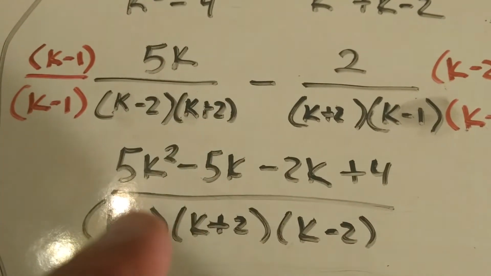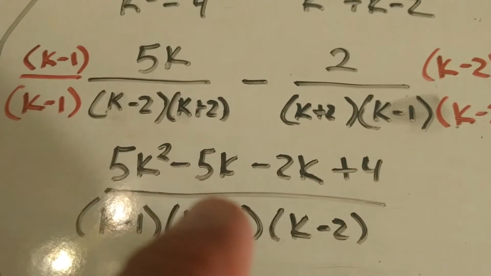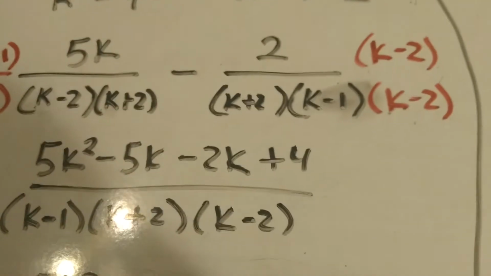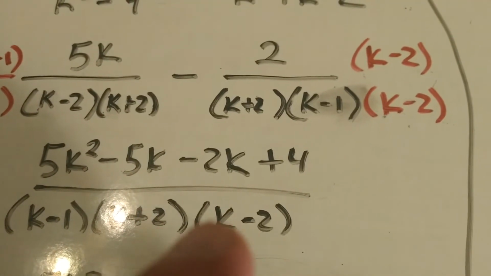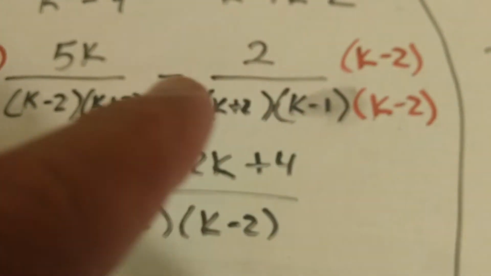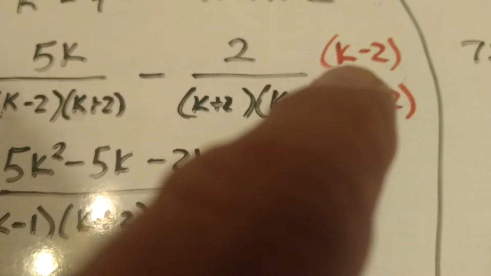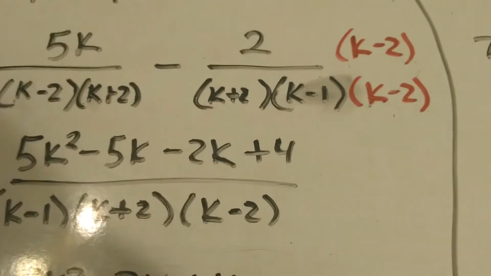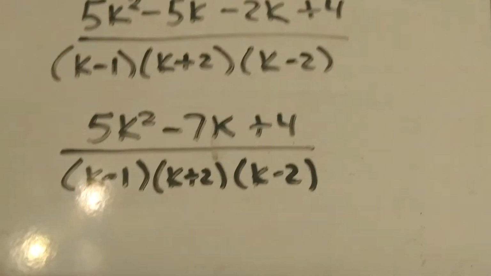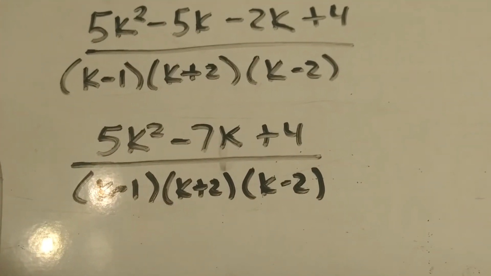K times 5k is 5k squared, minus 1 is minus 5k. Over here, if we want k minus 1 times k plus 2 times k minus 2, we're going to multiply by k minus 2. So this becomes minus 2, which gives us minus 2k. This becomes a minus 2 times a minus 2, which is plus 4. Combine like terms, and we get our final answer, 5k squared minus 7k plus 4.